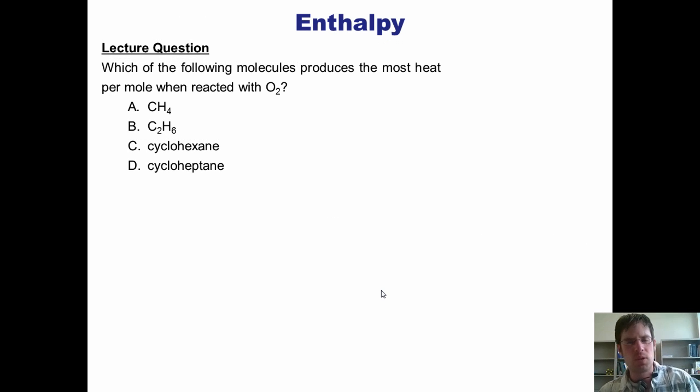Standardized exams also ask sporadic questions about the amount of energy released or consumed in certain chemical processes. Let's consider these examples here. Which of the following molecules produces the most heat per mole when reacted with O2?